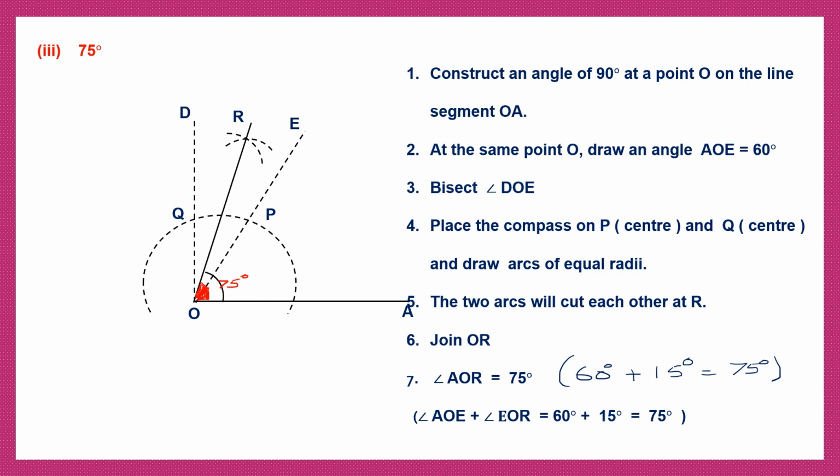So here it's written clearly. I want you to follow this. Angle AOE plus angle EOR, that is 60 degrees plus 15 degrees will give us 75 degrees. Now the next thing is we have to construct an angle of 180 degrees. Remember what kind of an angle a 180 degree angle is? It is a straight angle. It's just a straight line. Okay, so we are going to construct that now.